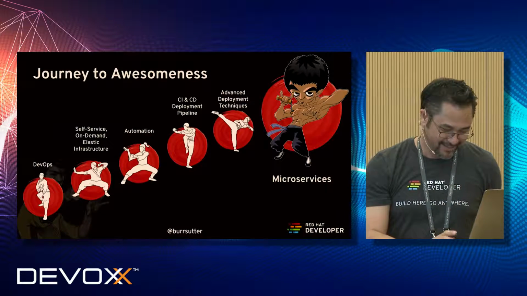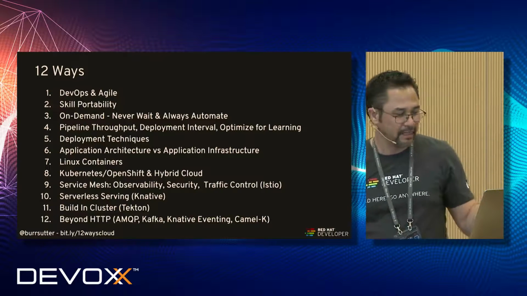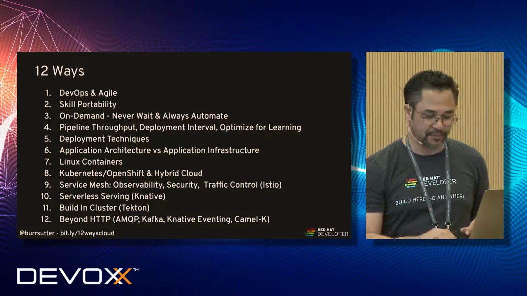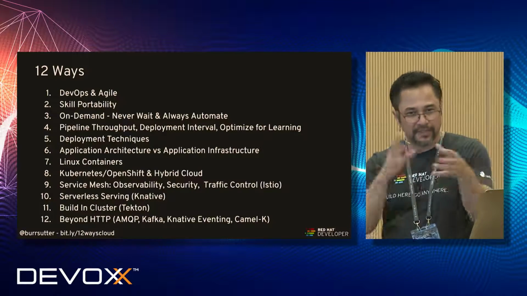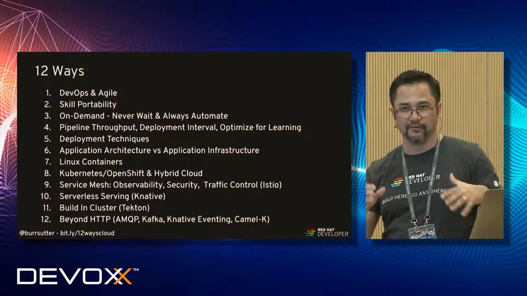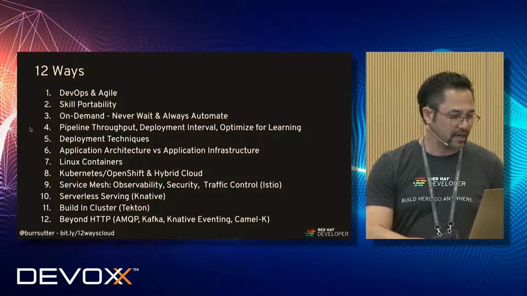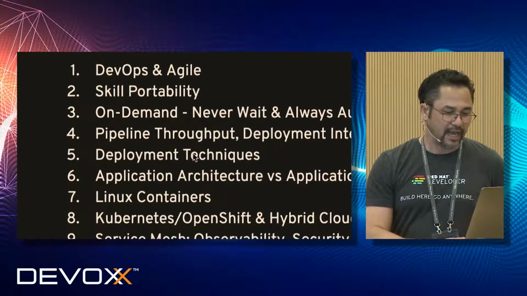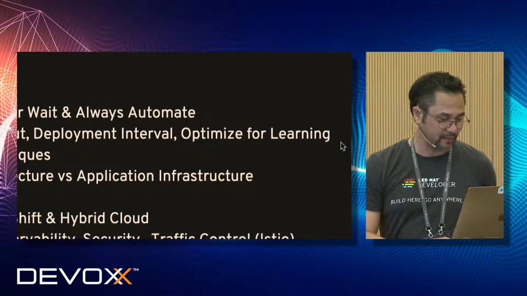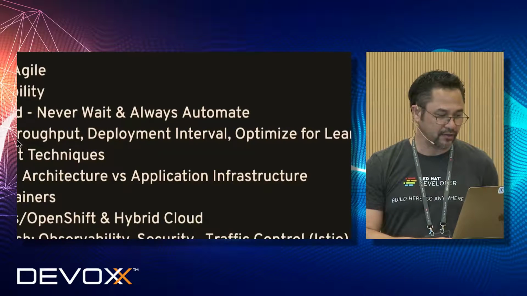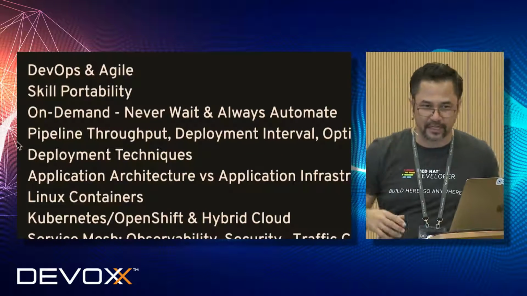All right? So, in any case, the 12 ways that we're going to spend some time on today, and we're going to really try to focus on some of the things here that are super fun, is we're not going to spend a lot of time on DevOps and Agile. We'll talk about that briefly. I want to talk about skill portability, but more importantly, I'll show you that. All right? I want to think about this on-demand, never wait, always automate. We'll see some of that. I don't have time to do the pipeline stuff today, but it's just something I haven't had time to work on. But we just know that your pipeline could easily be automated, executed within the context of a Kubernetes cluster.